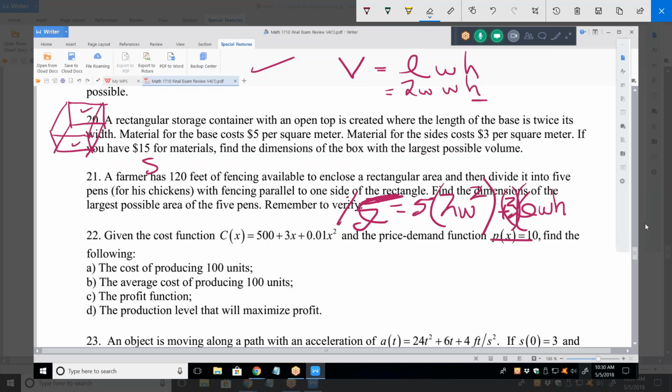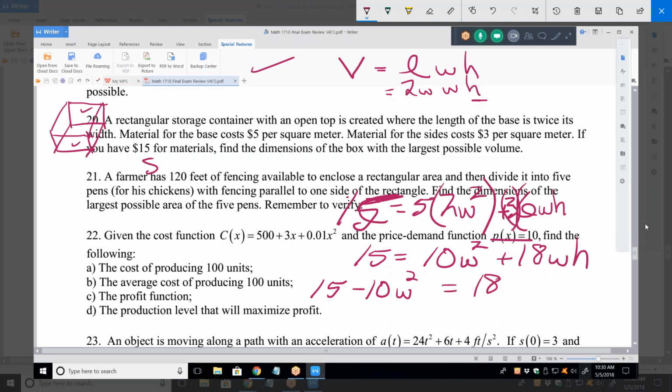All right, so first of all, let's see, what should I do here? I've got 15 equals 10w squared plus 18wh. Well, if I want to solve that for h, I got to get everything else on the other side. 15 minus 10w squared equals 18wh. So h equals all of that divided by that. Now I've solved for h.